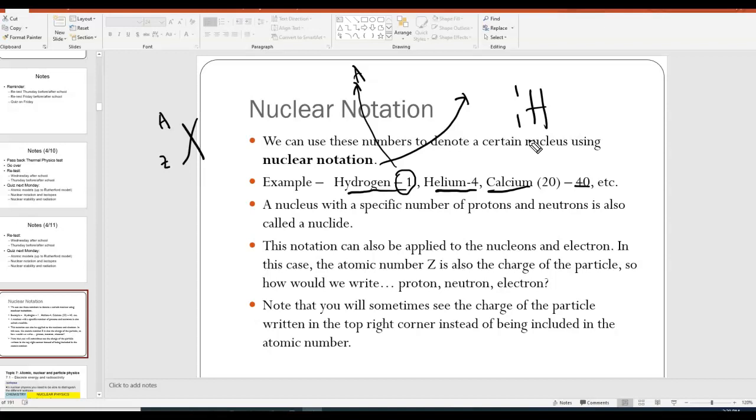So hydrogen 1 has 1 proton and 0 neutrons.